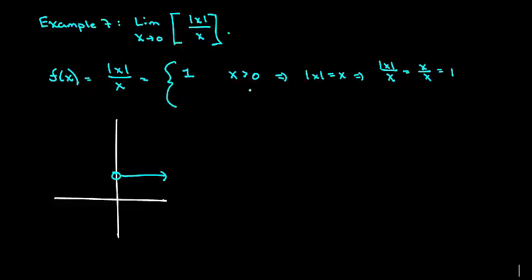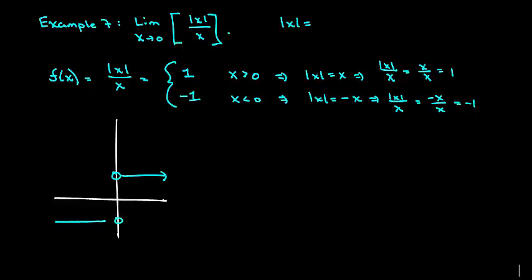Okay? Now, what happens when x is less than 0? When x is less than 0, the absolute value of x is equal to negative x, which implies that the absolute value of x over x is equal to negative x over x, which is negative 1. Just like this.